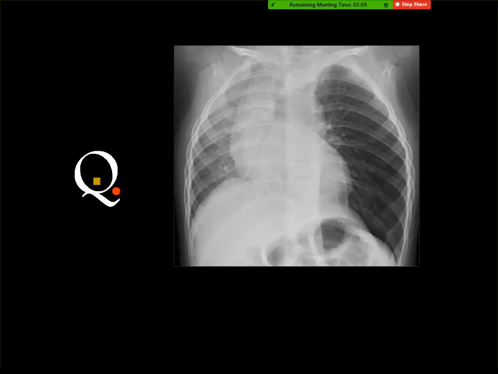Tension pneumothorax? No. Hypoplasia of the right lung? No, and see the vascular markings. There is paramediastinal opacity on the right side. This one? Yes. This is the cardiac border. It is displaced to the opposite side.